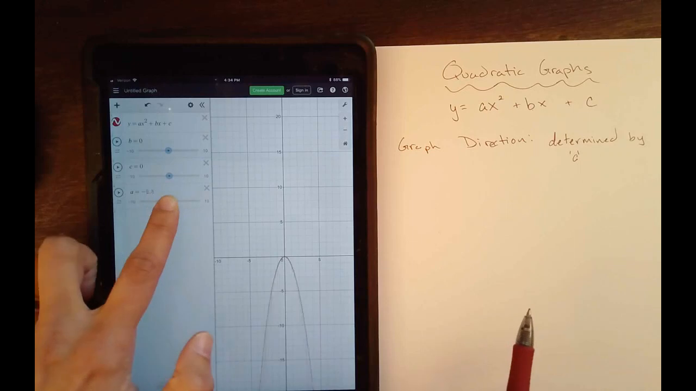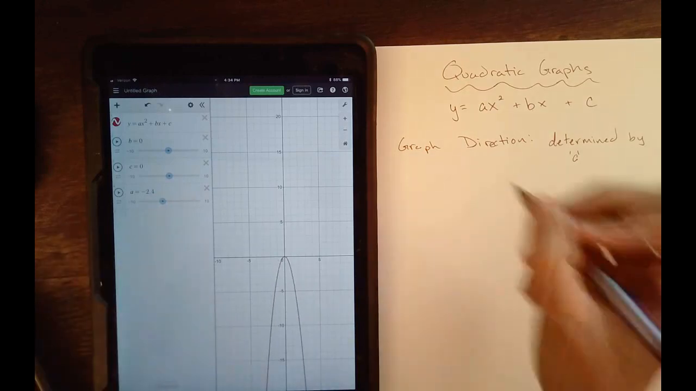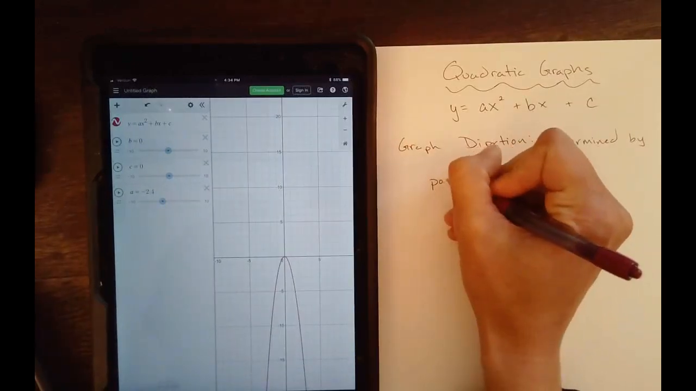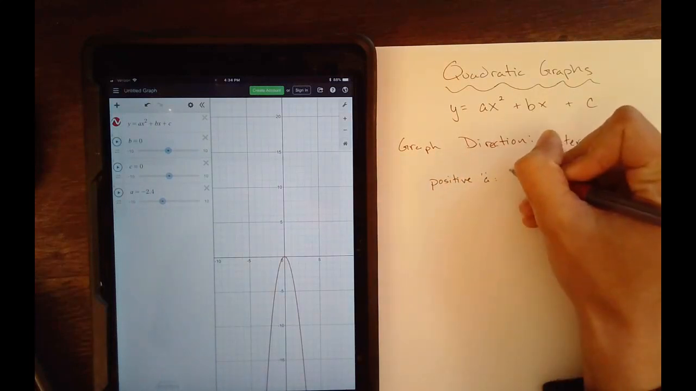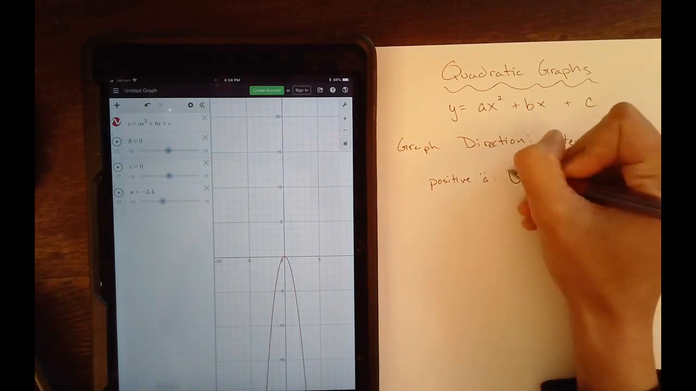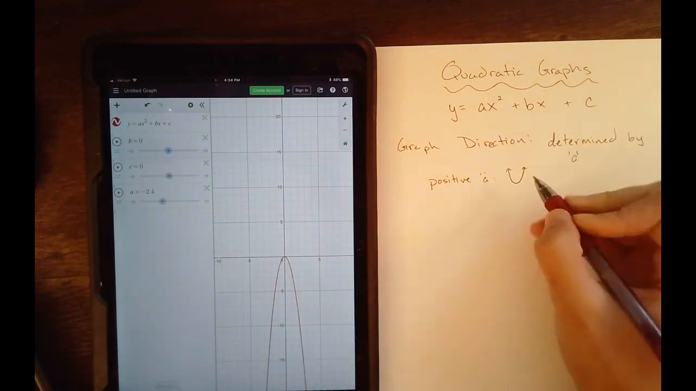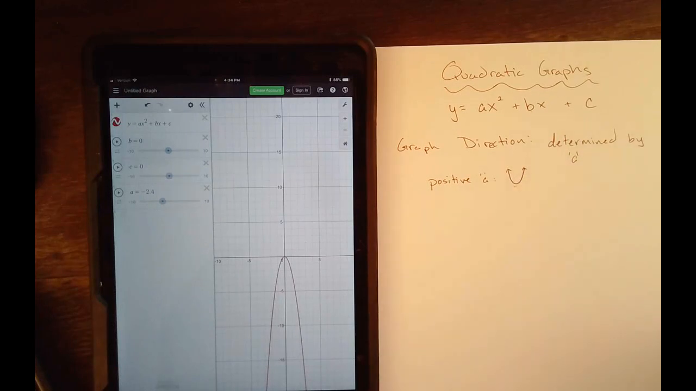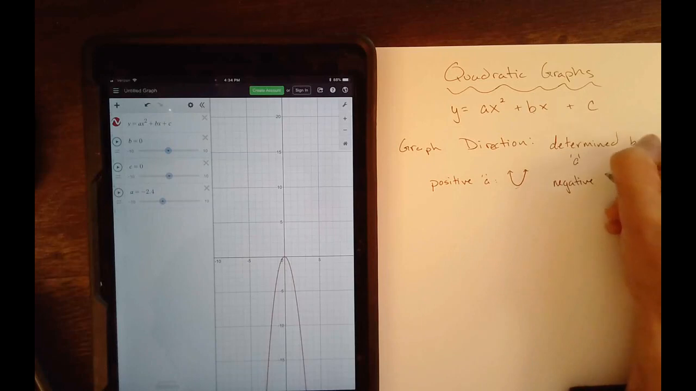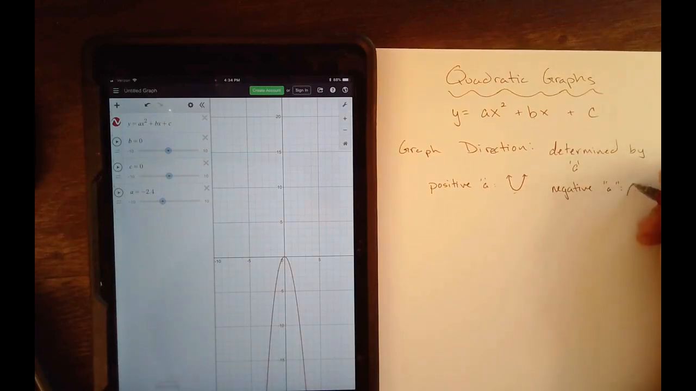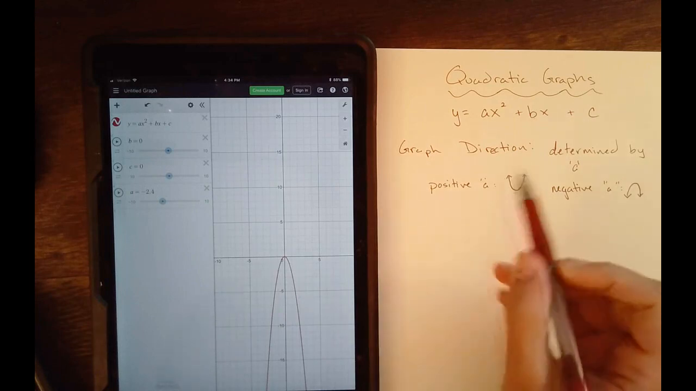So if we have a positive A value, our graph would look like this. It could be in a different spot on the graph, but it's always going to be opening up like a U. If we have a negative A value, it is going to be upside down, like an N. So this A value is going to determine the direction of the graph.